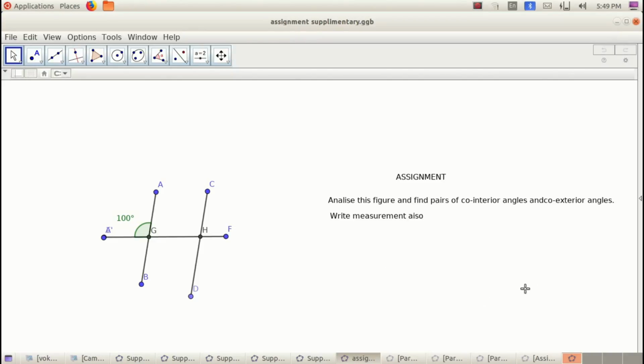Then in the next column, write the two pairs of co-exterior angles, their name and measurement. Okay, all of you got the idea how to solve this assignment. Let me conclude this portion here, then we can move to the next, the last part of our lesson, parallel line.